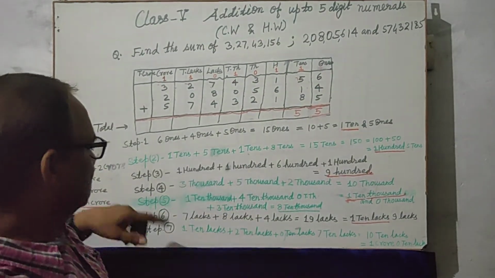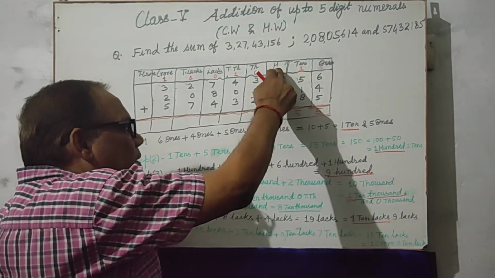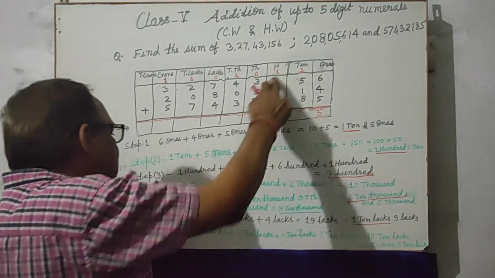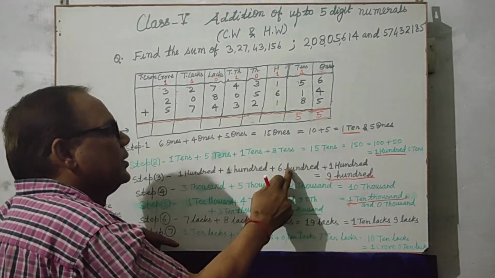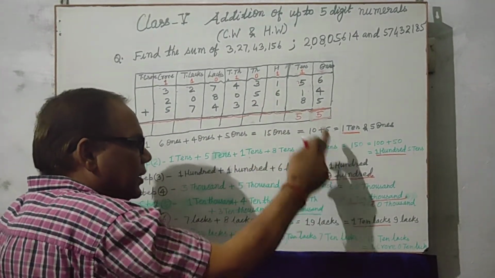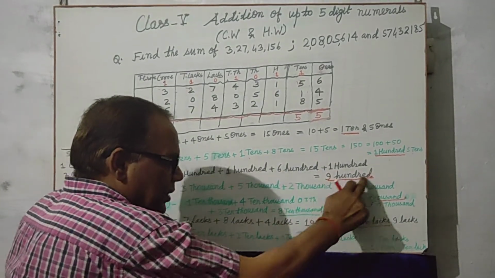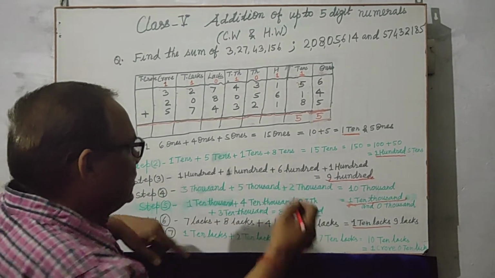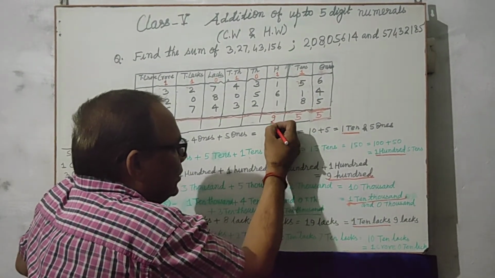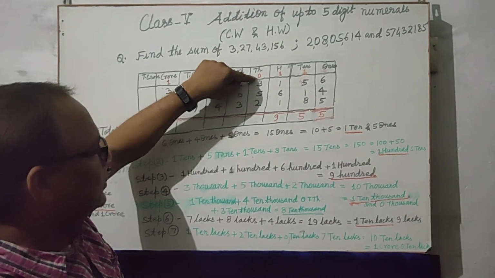Now again take the third step. Hundreds: 1, 1, 6, 1, the sum of these is equal to 900. There is no carry, so write clearly 9, and no carry means 0 at the place of thousands.